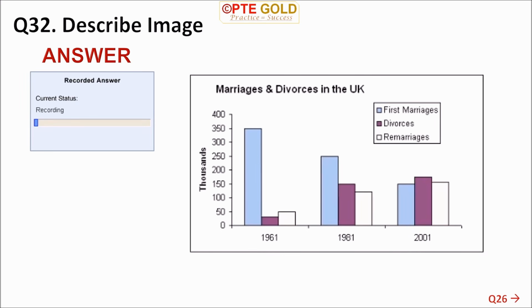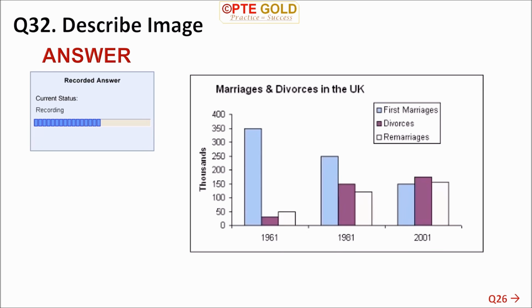This bar chart represents the number of marriages, divorces, and remarriages that occurred in the UK during the year 1961, 1981 and 2001. In year 1961 there were 350,000 first marriages, minor percentage got divorced and about 50,000 got remarried.